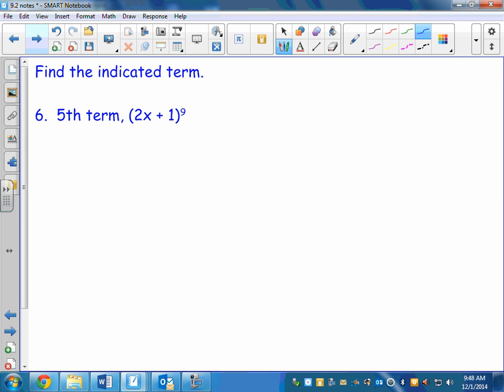So remember that we wrote this out. If you had (x plus y) to the n, then any term there is n choose r, x to the n minus r, y to the r.